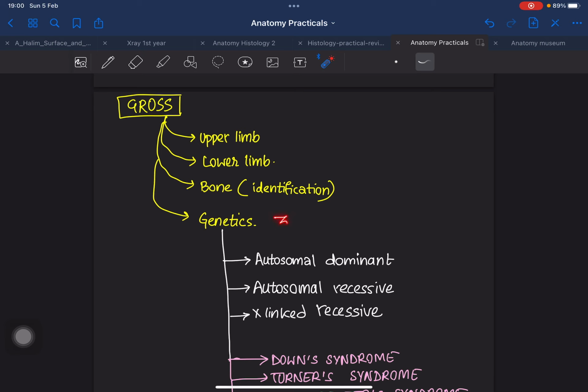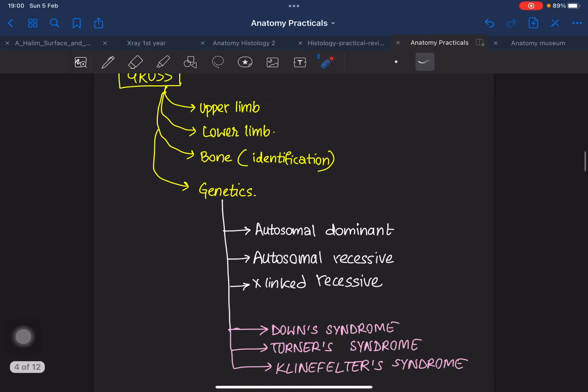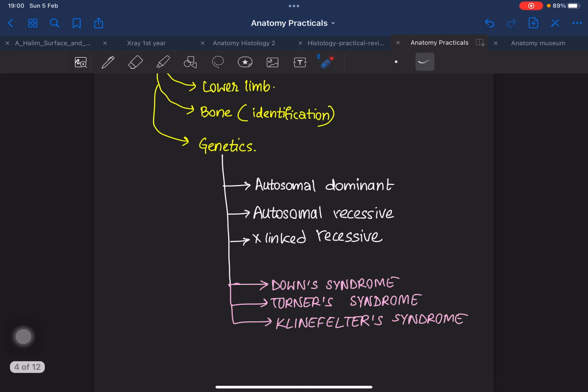Each question consists of 3 marks, so don't miss anything. Don't leave it unattempted. Attempt something that you know about the given specimen. Now in the genetics section, there could be autosomal dominant. A pedigree could be given, right?